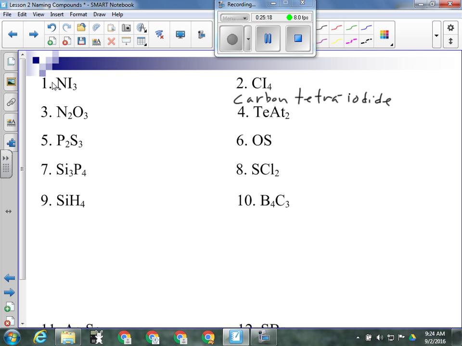Number 3, we've got nitrogen, but there's 2 of them and 3 oxygens. So this stuff is going to be dinitrogen trioxide.